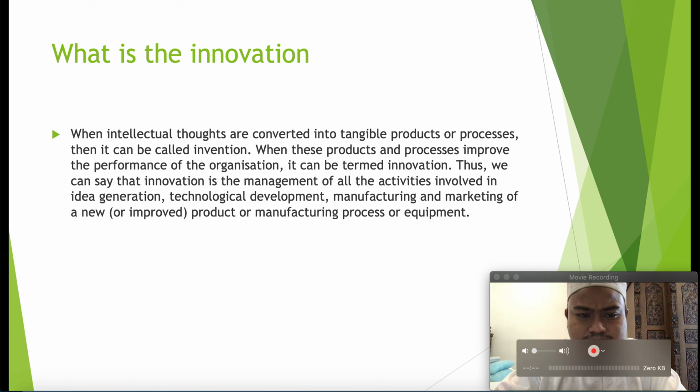So we can see that the product and process improve the performance of the organization. It's not only the organization, it can be the whole of the things: the management, the technology, the product and everything. When we can generate or create a new idea, we can improve something bad to good, or something old to new. It's called innovation.